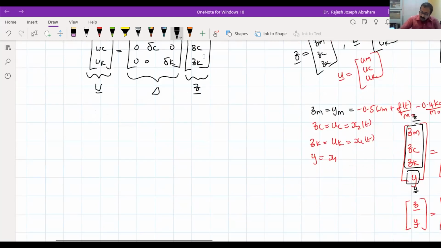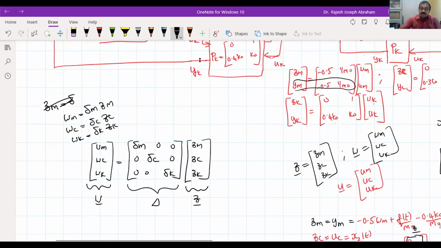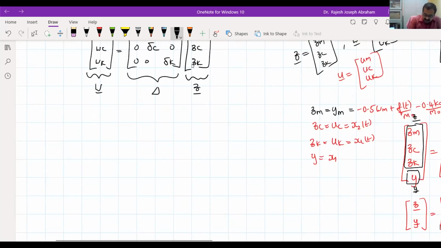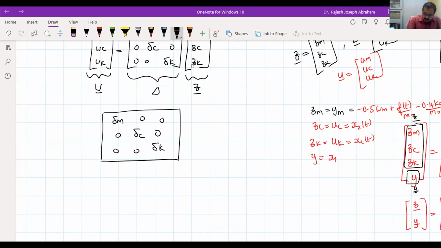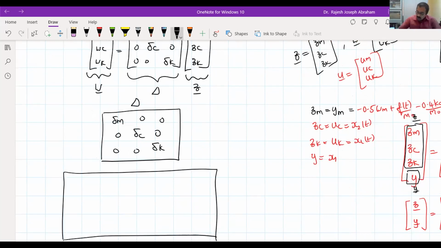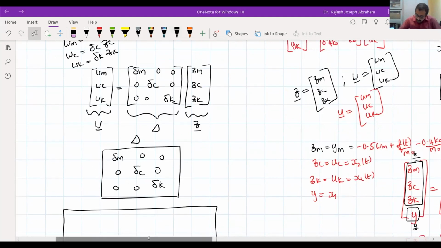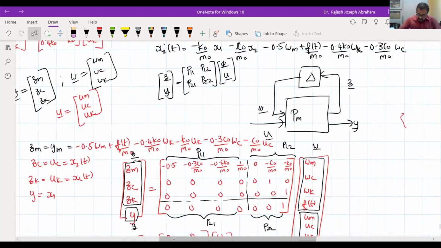So how can we represent this system in LFT form? It is something like this. So here we have our delta block. Delta M, delta C, delta K, 0, 0, 0, 0, 0, 0. This is our delta block. Then we have our plant P, the nominal plant P. What's the nominal plant P? We just now found this thing. Okay, so I will write it here.